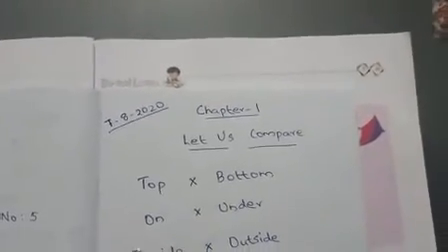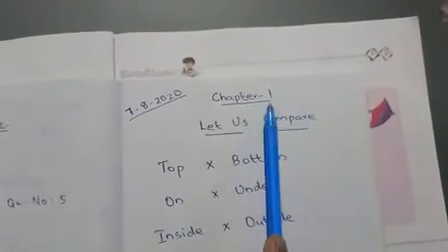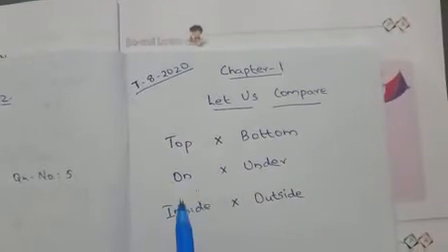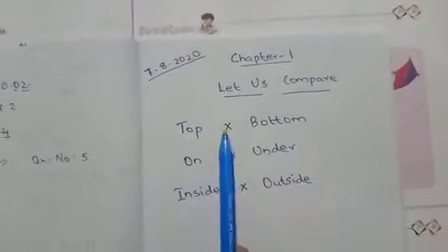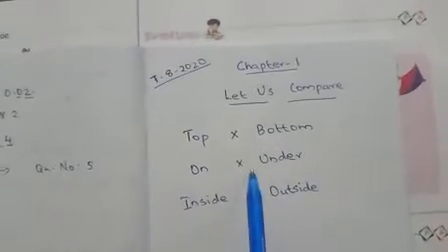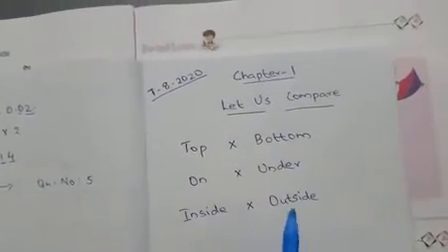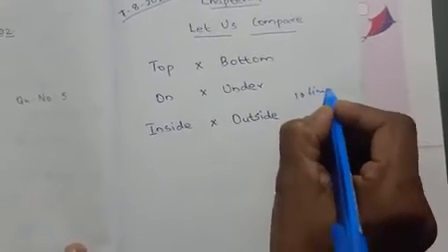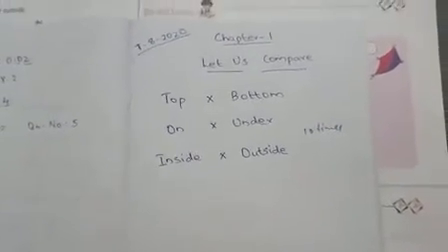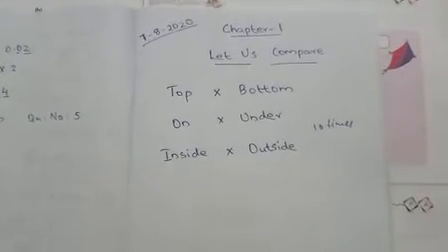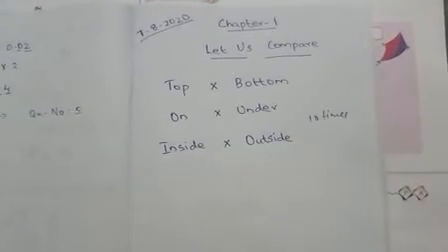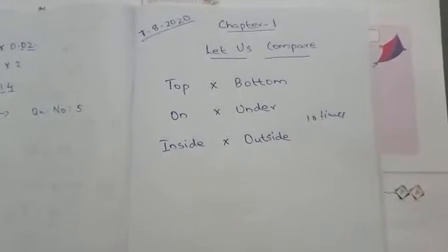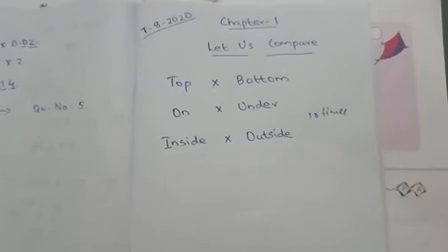So now you take your notebook, you write chapter 1, let us compare, put today's date and write these words. Top, bottom, top opposite bottom, on opposite under, inside opposite outside. You write these words 10 times in your notebook. Study these steps and please send the homework. That is in the textbook and in the notebook, both you have to do and send. So study well dear. If you have any doubt you can ask me. Study well. Thank you.